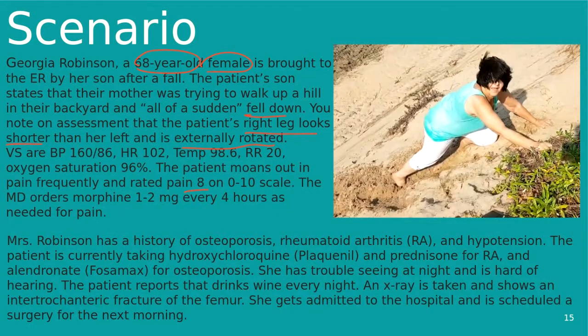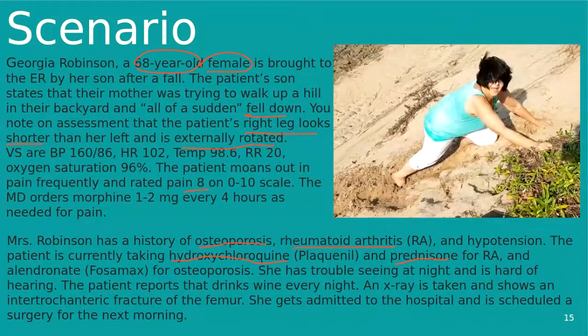So Mrs. Robinson has a history of osteoporosis, rheumatoid arthritis, and hypotension. The patient is currently taking hydroxychloroquine or Plaquenil and prednisone for rheumatoid arthritis and alendronate or Fosamax for osteoporosis. She has trouble seeing at night and is hard of hearing. The patient reports that she drinks wine every night.